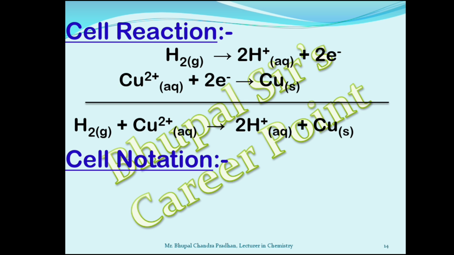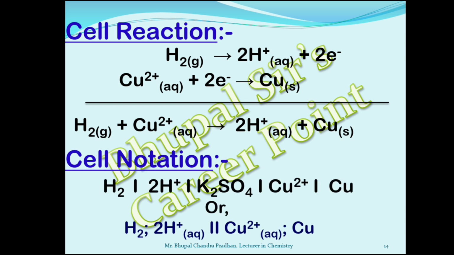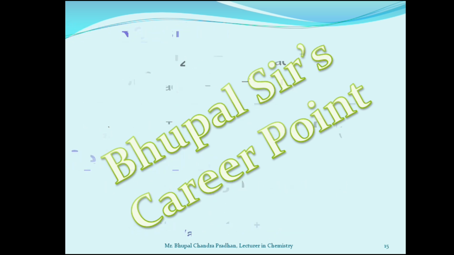And the cell notation is: hydrogen gas dipped in HCl, 2H+, salt bridge, we have taken potassium sulfate, and Cu2+ ions solution, we have dipped the copper rod. In this way the cell can be noted.